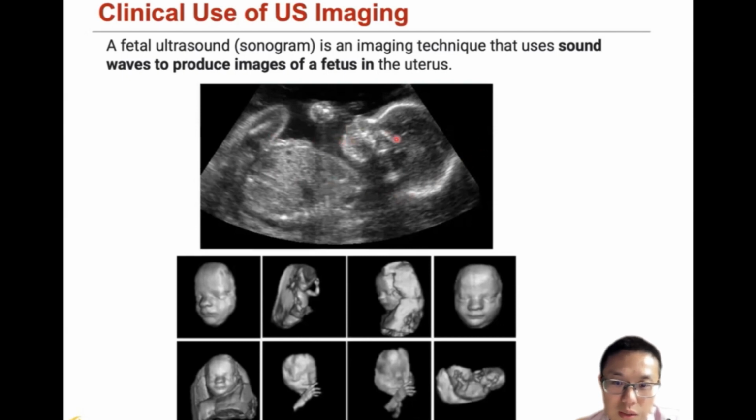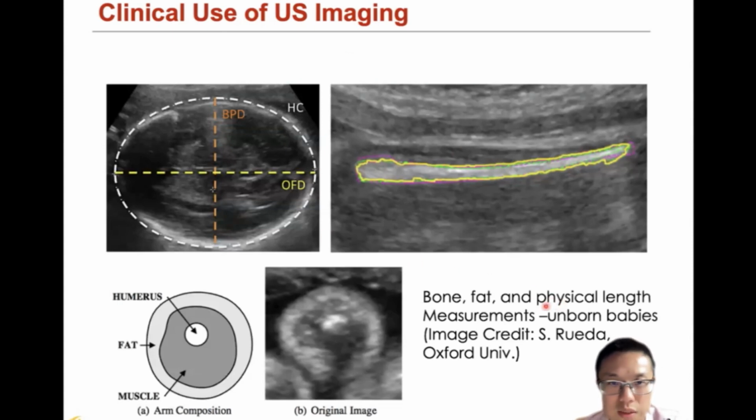Even before the baby is born, you are able to use ultrasound to identify the sex of the baby, whether it is a boy or a girl, and also how the baby has developed, such as the size of the brain, the height, the weight, etc. We can also use ultrasound images to do some physical length measurements, like the bone and fat for unborn babies, such as the size of the head, to see if the baby is developing normally.